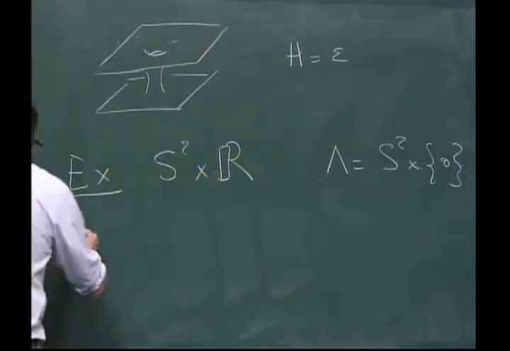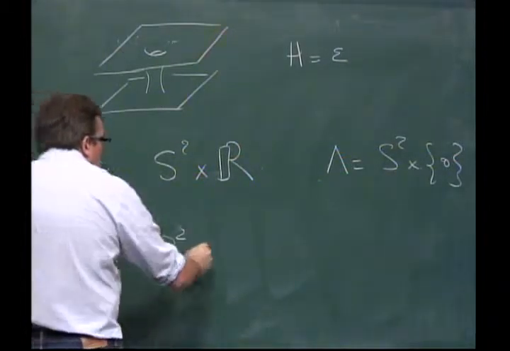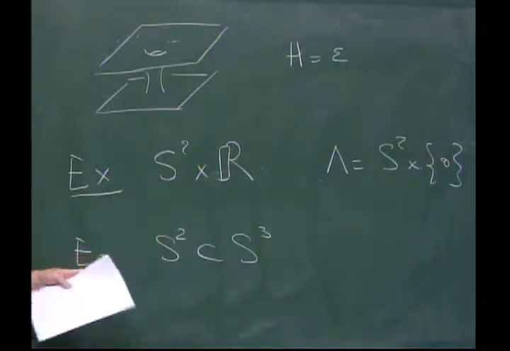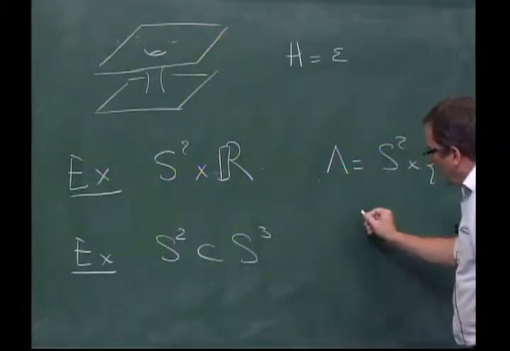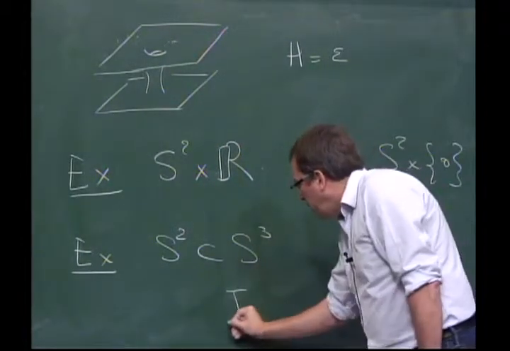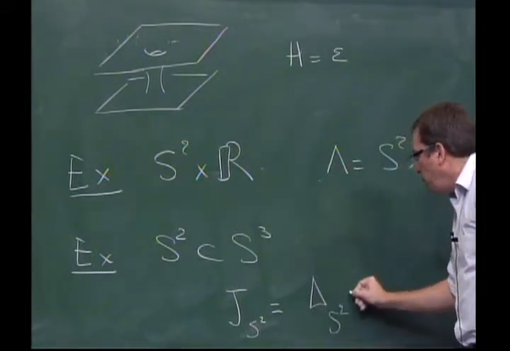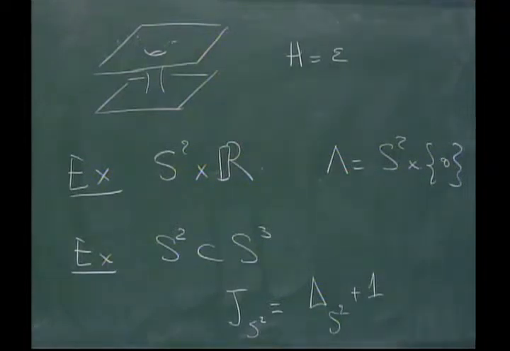Now, another example is the great sphere in S3. So this one is minimal, and here this time you can try to play exactly the same game. But now the Jacobi operator here looks like the Laplacian on S2 plus 1. And unfortunately, this one also has a kernel, so you cannot apply the theorem directly here. But what you can do is the following.